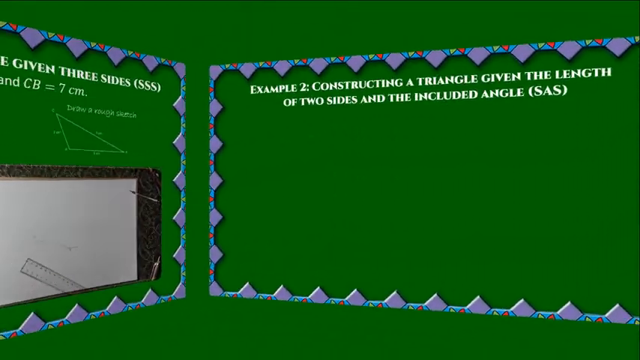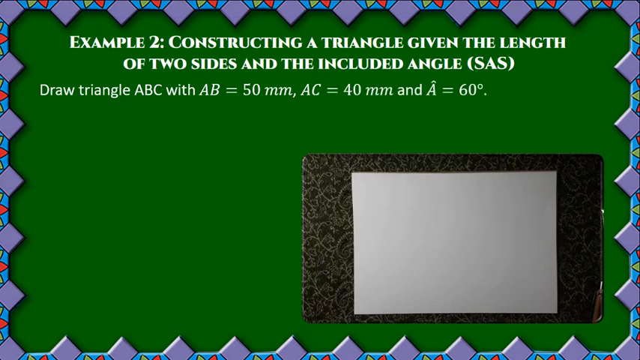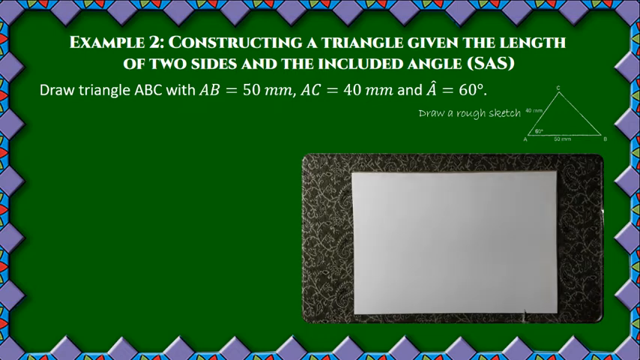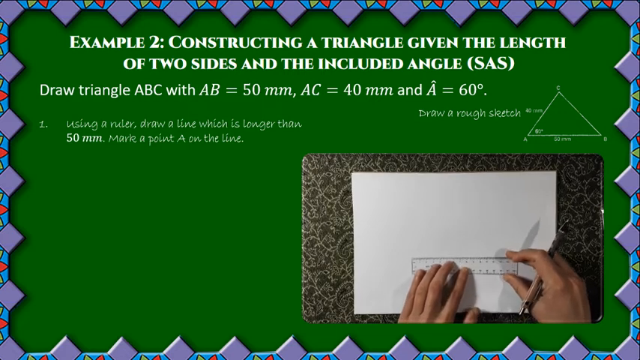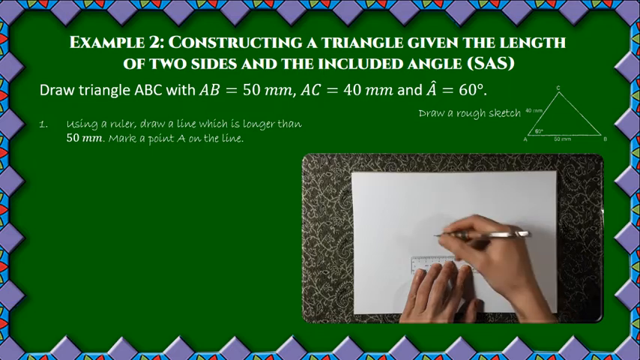Okay, then for example 2, we're now constructing a triangle when we're given the length of 2 sides and the included angle. This example says draw a triangle ABC with AB equal to 50 millimeters, AC 40 millimeters, and angle A 60 degrees. First thing, once again, we draw a rough sketch to get a basic idea of which sides and angles lie where. Then, to start off, we use a ruler and draw a line which is longer than 50 millimeters and mark a point A on the line.